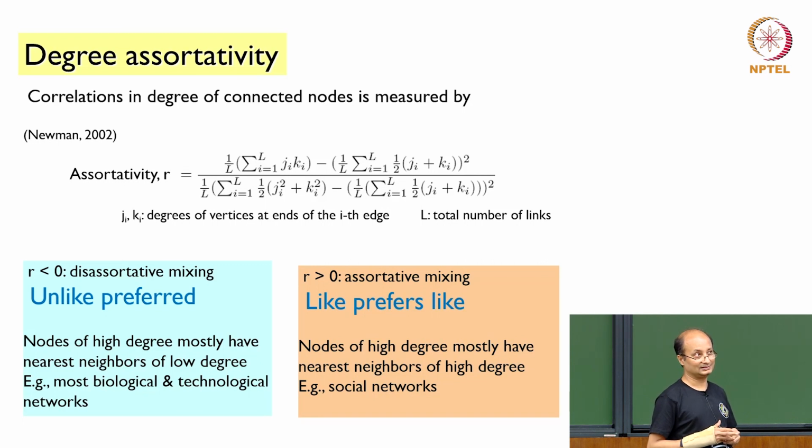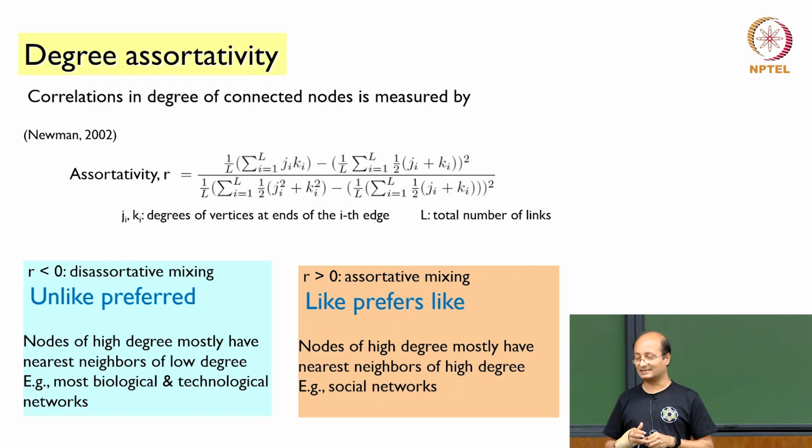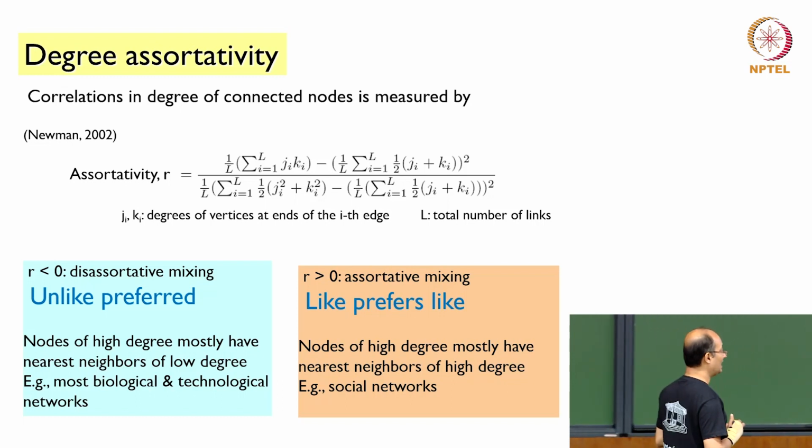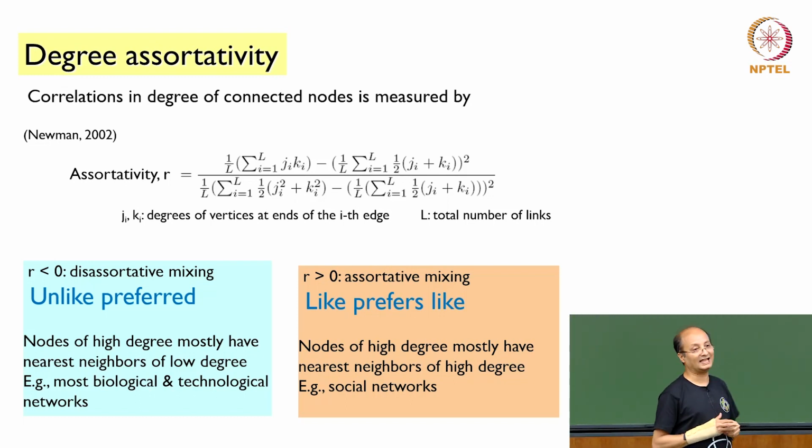So, why is that the case? Let me come back to that after I talk about associative mixing. In associative mixing, R is positive, and so here like prefers like. This is, for example, seen very often in social networks. People who are gregarious extroverts tend to prefer people who are also gregarious extroverts, okay? And so you would find that nodes of high degree have nearest neighbors of high degree.